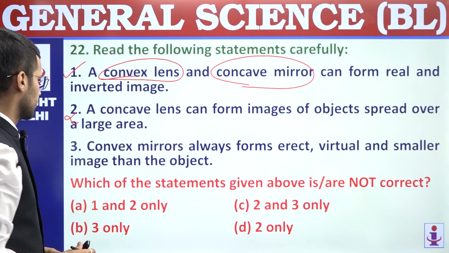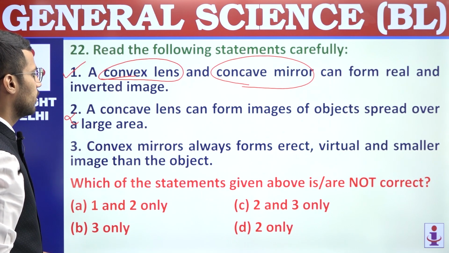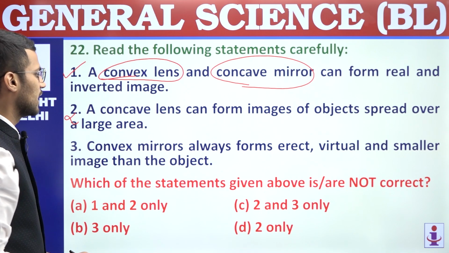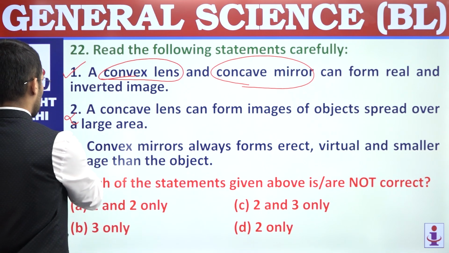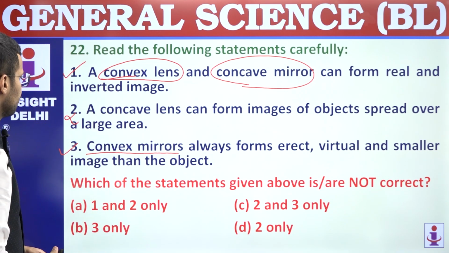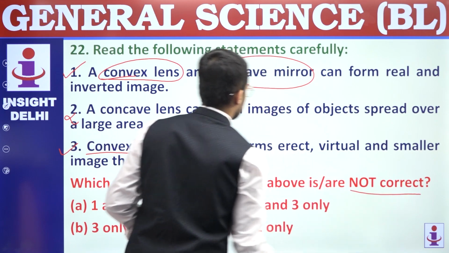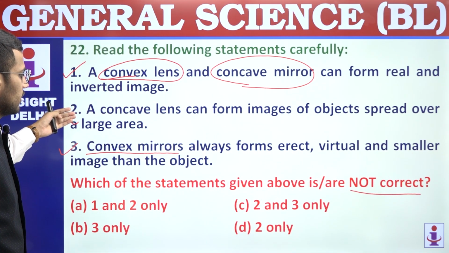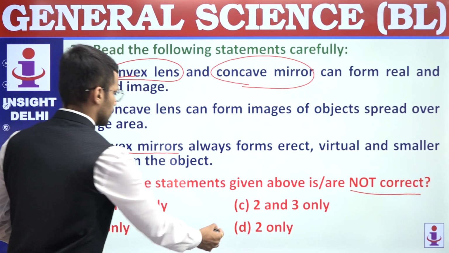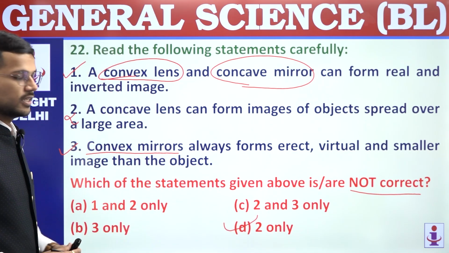Third, convex mirrors always form erect, virtual and smaller images than the object. So this is also a correct statement regarding convex mirrors. Right? So we are supposed to find out statements which are not correct. So only second statement is not correct, and that's why answer is D. Question number 22, answer is D.